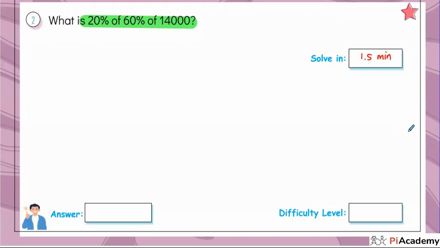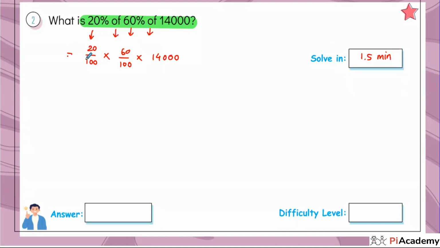Okay, time's up. Whenever you have a question, you just have to convert your given words into a mathematical expression. So what is given to you? What is 20%? You know that 20% is nothing but 20 out of 100. Instead of "of" you can put a multiplication sign. Do the same for 60%, 60 out of 100. And then next, instead of "of", put a multiplication sign and then the bigger number, and that number is 14,000.